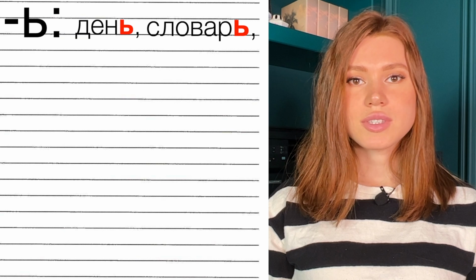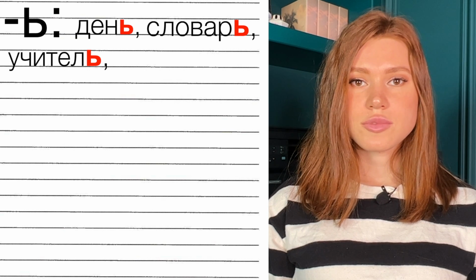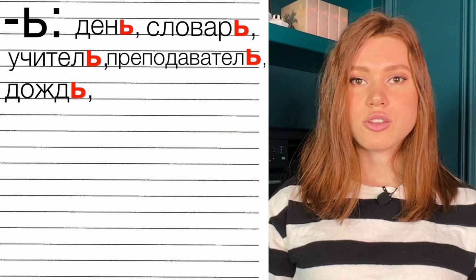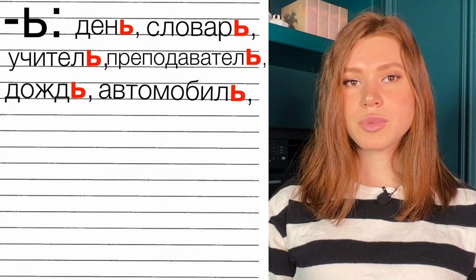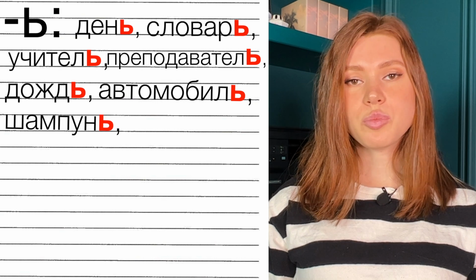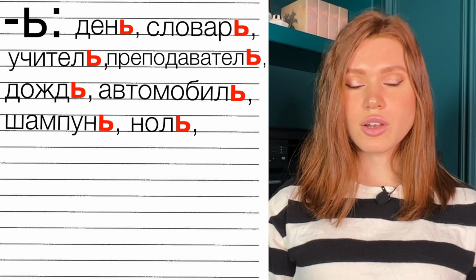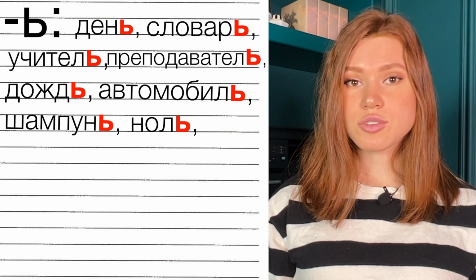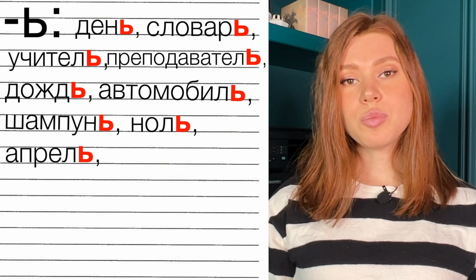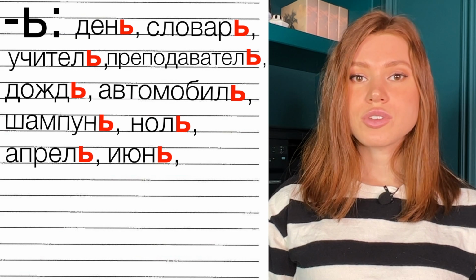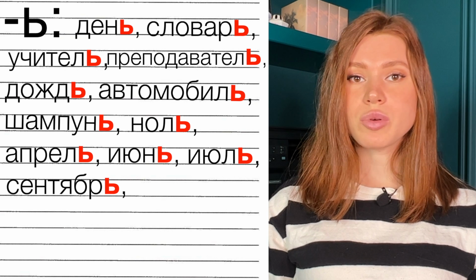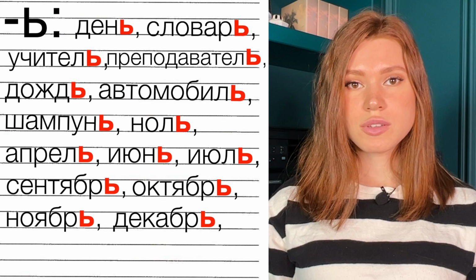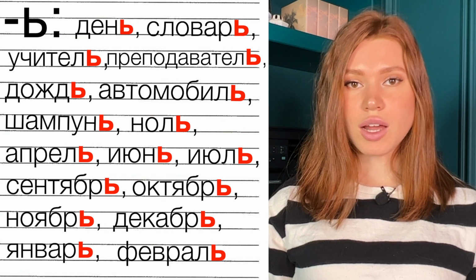День, словарь, учитель, преподаватель, дождь, автомобиль, шампунь, ноль. And all months ending in soft sign. For example, апрель, июнь, июль, сентябрь, октябрь, ноябрь, декабрь, январь, февраль.